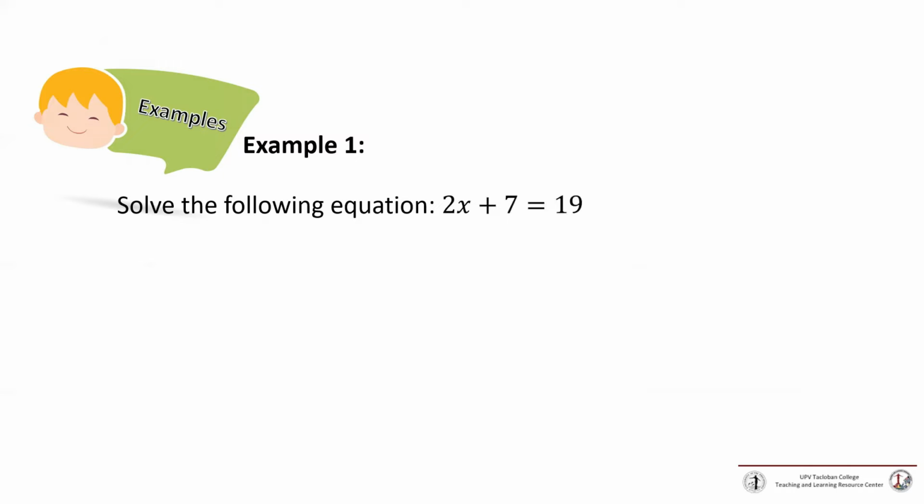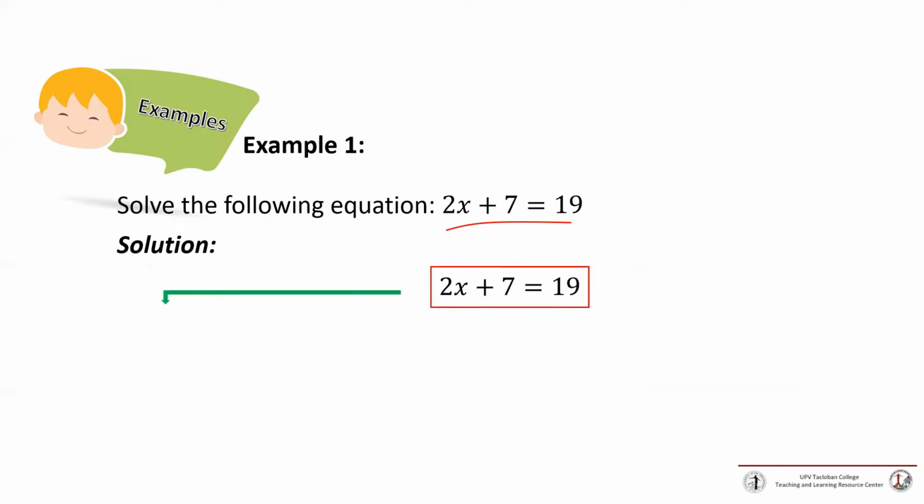So let's have examples. Example 1, solve the following equation. 2x plus 7 is equal to 19. How can we do this? Here is the solution. You copy the equation first, 2x plus 7 is equal to 19. And then you convert this, or write this, in the form ax plus b is equal to 0.